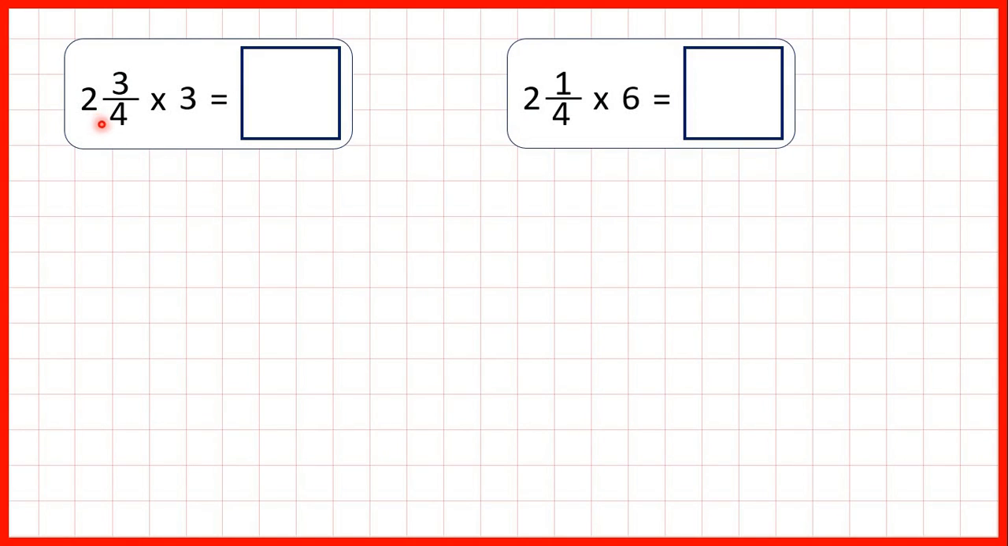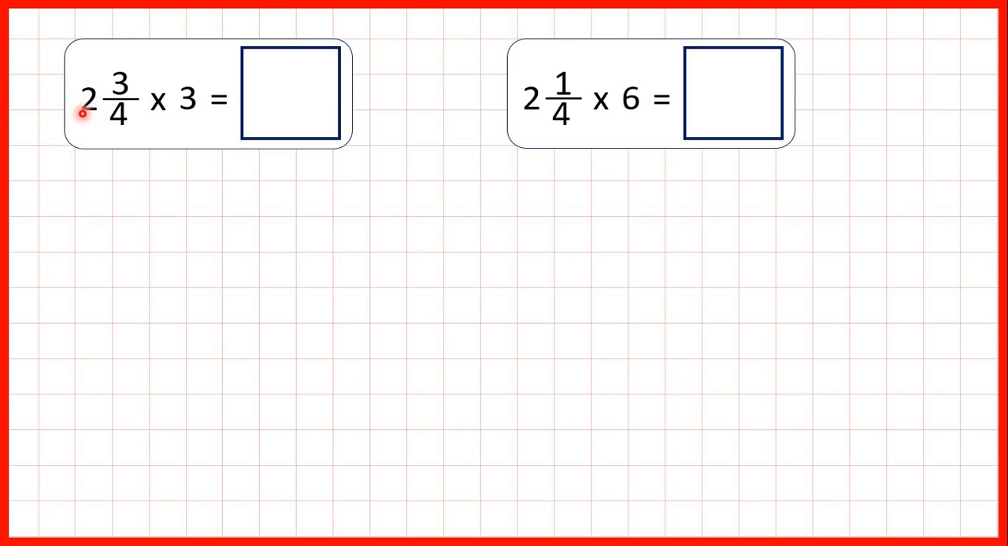Now let's multiply a mixed number by a whole number. So we have 2 3/4 times 3. The way I like to do this is to look at the mixed number and first multiply the whole number part of the mixed number, so work out 2 times 3, then multiply the fraction part of the mixed number, so work out 3/4 times 3, and then add up the answers.